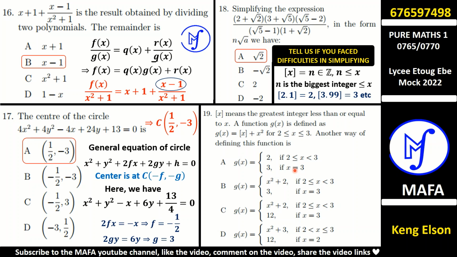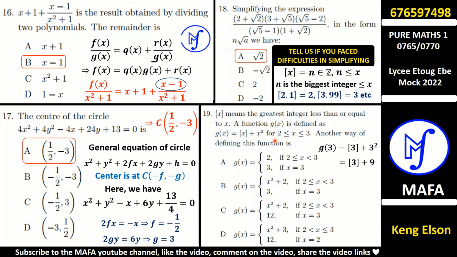So let us find g of 3, because here we see that if x is 3, it means that g of 3 is supposed to give us 3 for option A to be correct, and then we also verify for the first. So then let us look for g of 3. Our g of 3 is simply given by the greatest integer of 3 plus 3 squared. Now what is the greatest integer of 3?